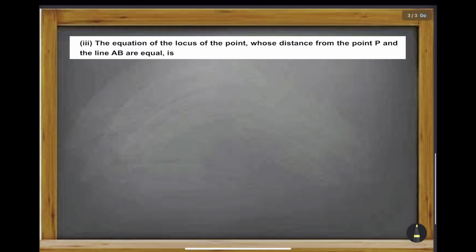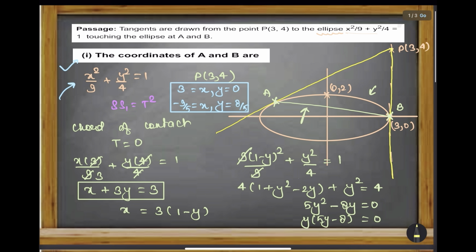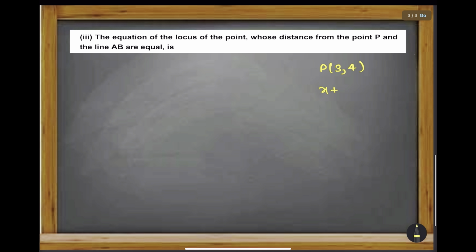Now the equation of the locus of the point whose distance from the point P, let's find out that point P. So who was point P? Point P was hopefully 3 comma 4 and the line AB. So who was line AB? AB was the chord of contact and it was x plus 3y equals 3. So we have to find out the locus of the point which is equidistant from P and the line AB.